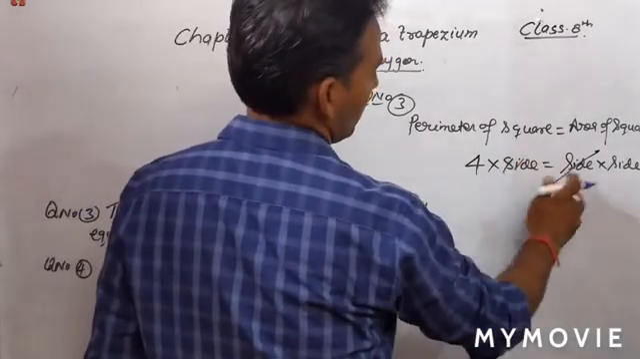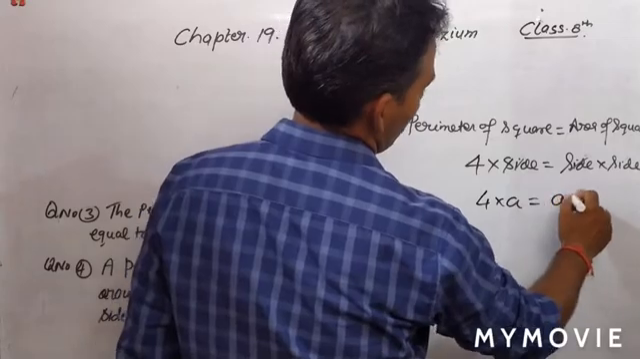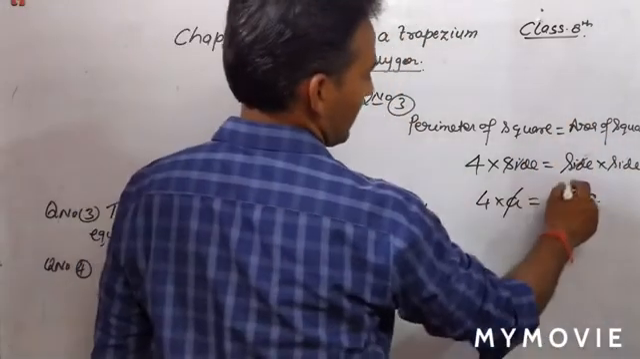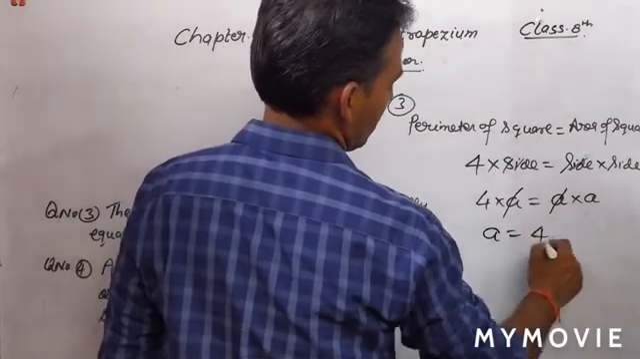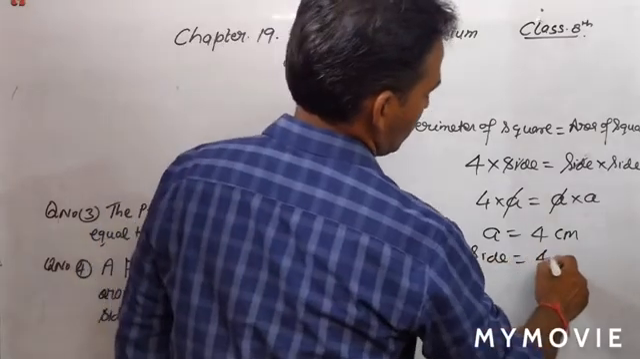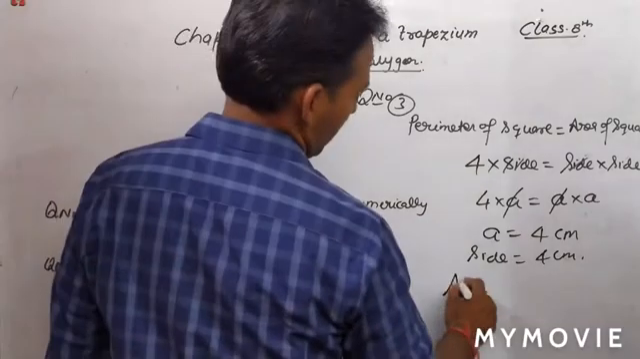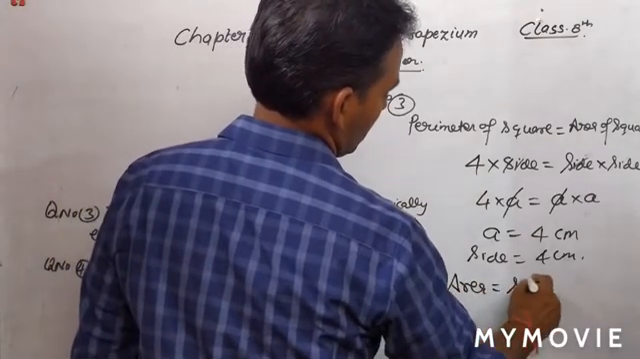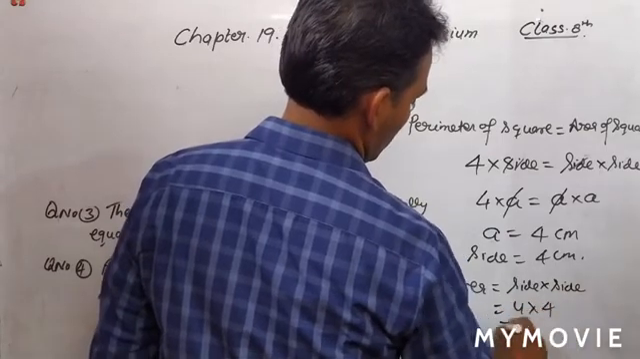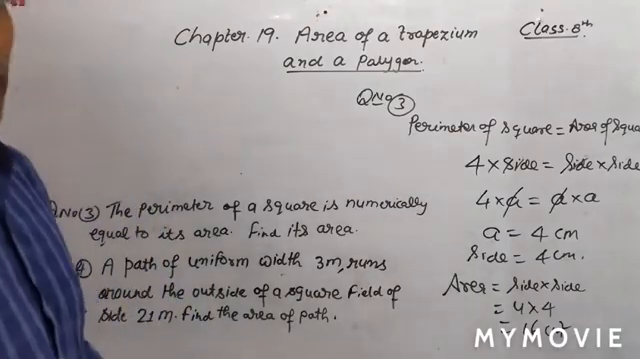If I write, if you have any confusion, 4 into a is equal to a into a, as the question is saying numerically they are equal. So a will be cancelled by a, so a is 4. A means side is 4 centimeter. So if side is 4 centimeter, we have to find the area. Area of square we all know, side into side, that is 4 into 4. 16 centimeter square will be the area of the square.